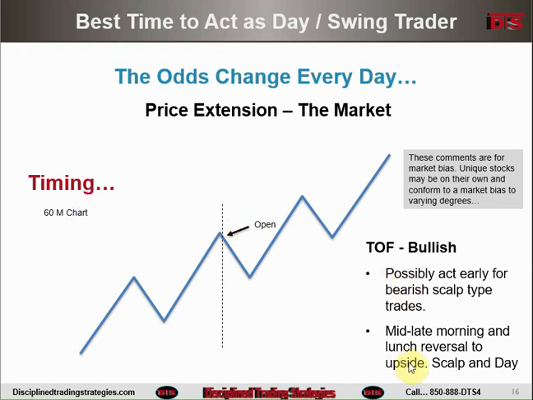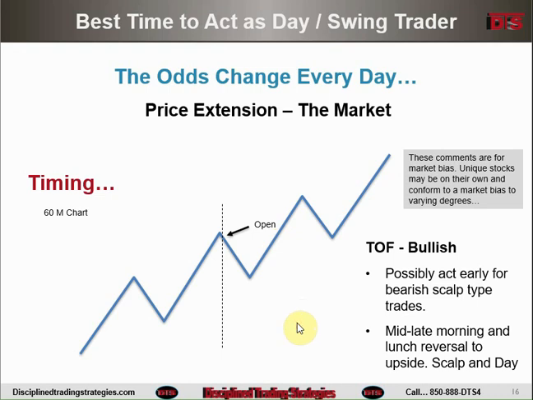So unique shorts, and then phase two, be waiting for mid-morning, late morning, lunchtime to find the reversal to go to the upside, looking to take long from lunch to the end of the day, scalp, longer term day trades, whatever it is.